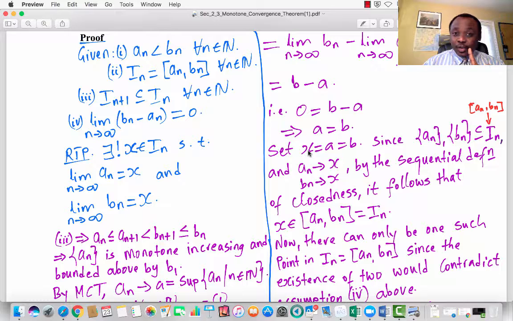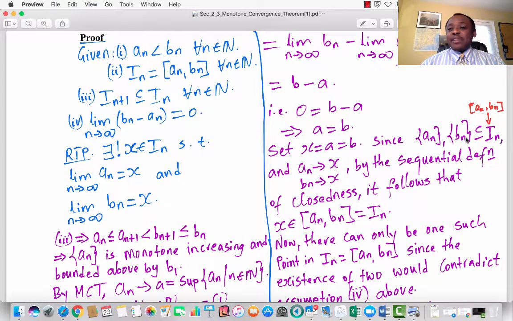But we are not done yet. We have two more things to verify. Number one, we have to verify that the number we just found, our x, is actually an element of the closed interval In. And number two, we have to verify that x is unique. There is only one such x in that interval.